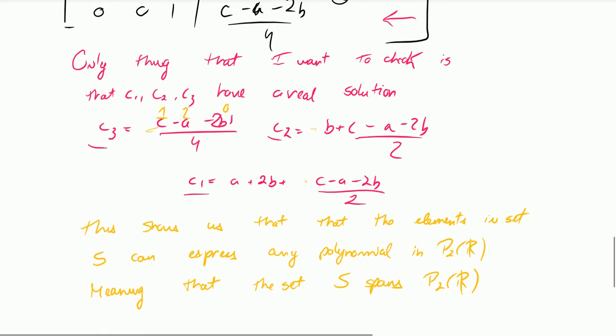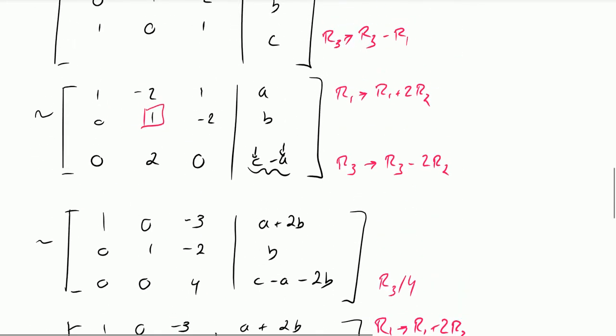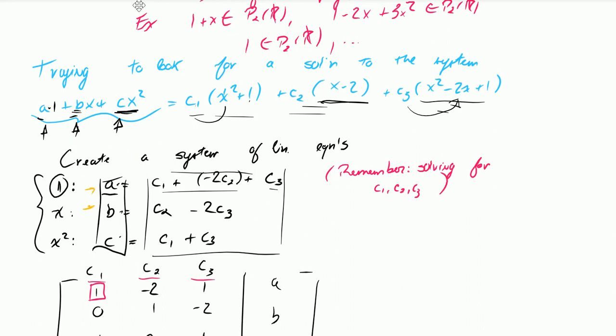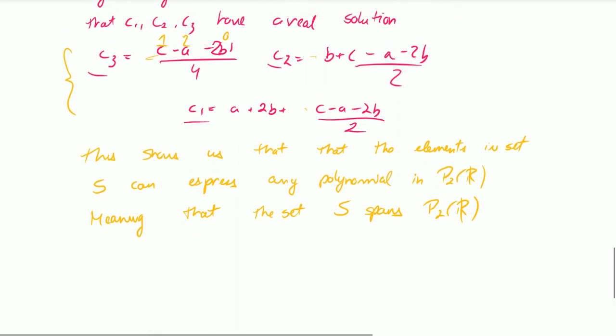Because as we've just shown here, for any A, B, C, we can get a solution for C1, C2, C3 such that you can create a linear combination with these three vectors where you add them up, multiplying them by C1, C2, C3 respectively, and you'll get a polynomial that looks something like this for whatever A, B, C are. So this is basically how you show that a set spans another set or a certain vector space. Usually it'll be a certain vector space.